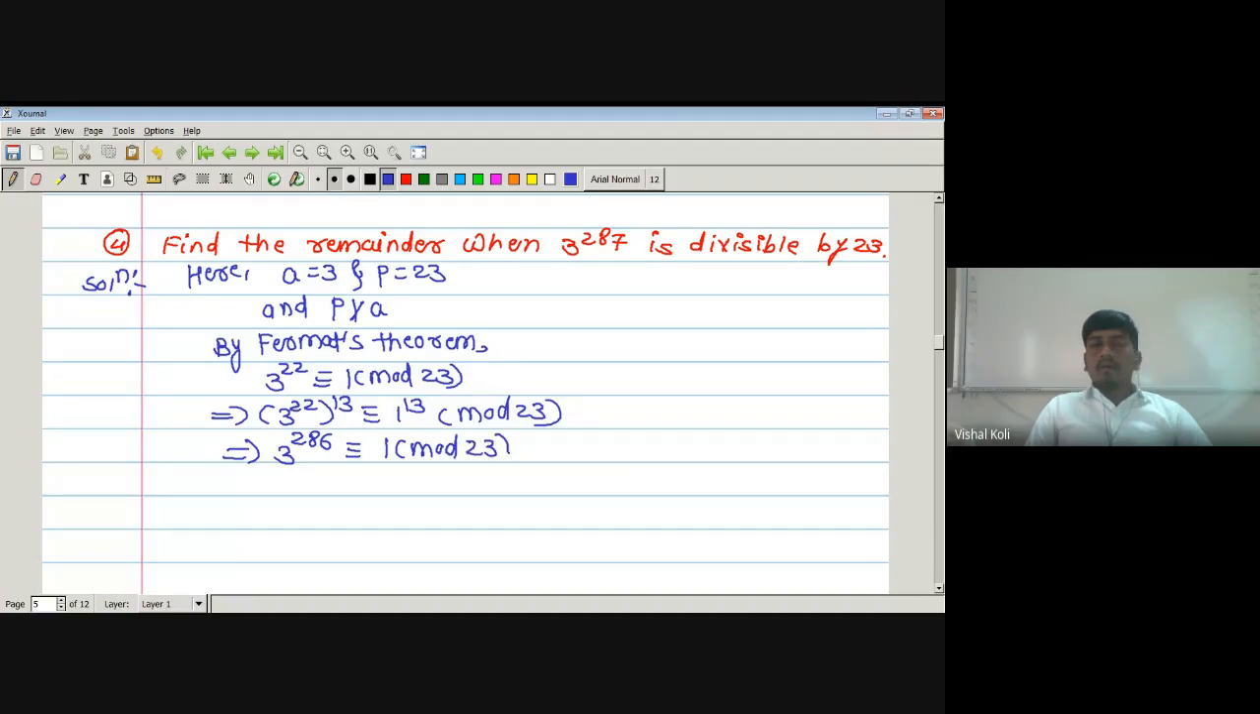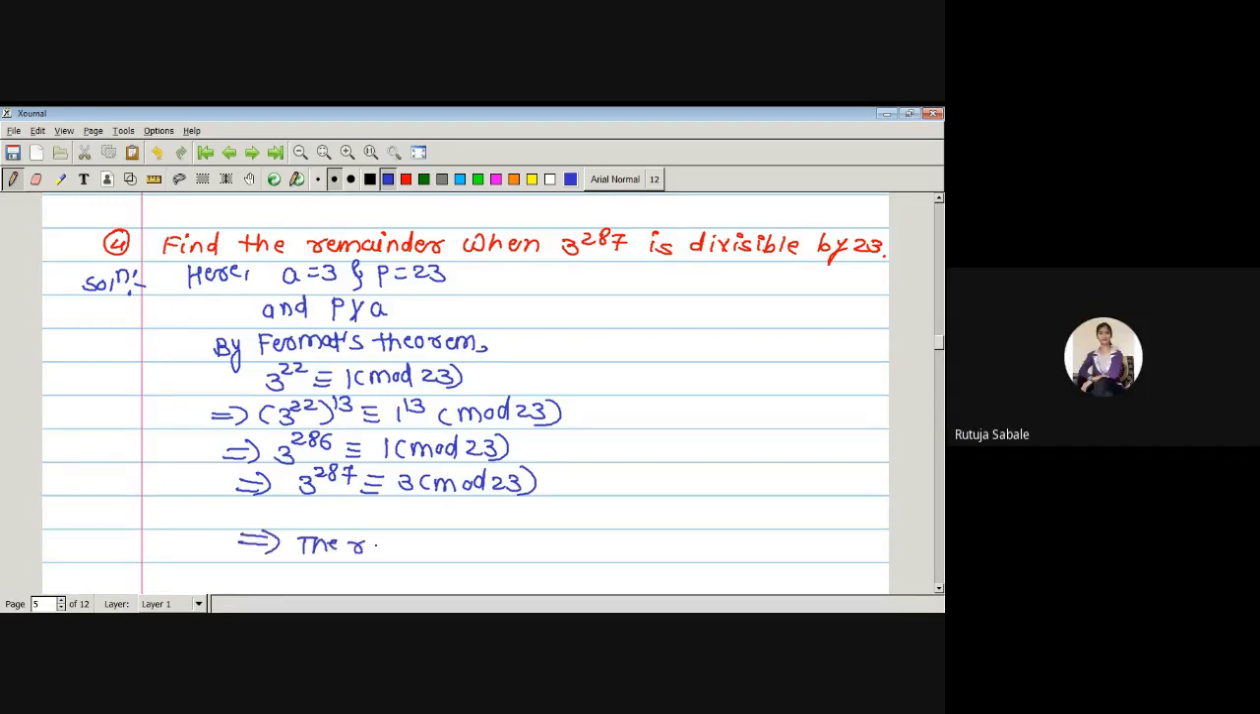Now, but we have to find out 3 to the power 287. Just multiply both sides by 3. We get 3 to the power 287 congruent to 3 modulo 23. Then the remainder is 3.